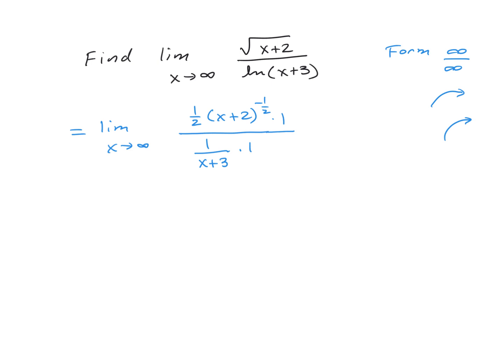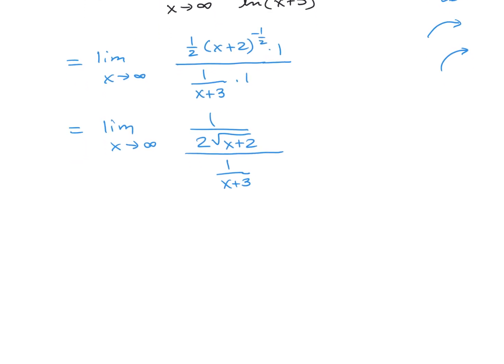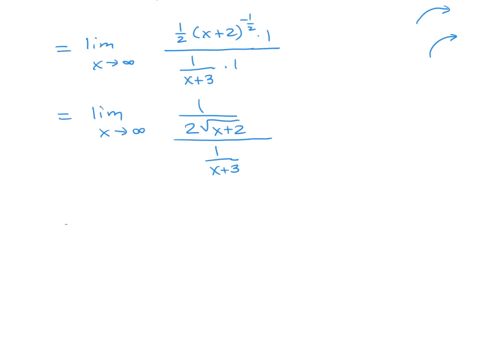So next step for us is to go through and simplify this down. So it's the limit as x goes to infinity of 1 over 2 square root of x plus 2 for our numerator, and we have a 1 over x plus 3 for our denominator. Of course, we don't want to work with complex fractions. Instead, we'll just multiply by the reciprocal. So this is going to be equal to the limit as x goes to infinity of a numerator with x plus 3 divided by denominator 2 square root of x plus 2.